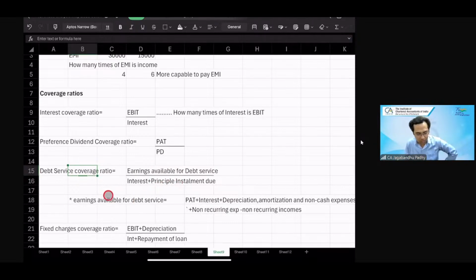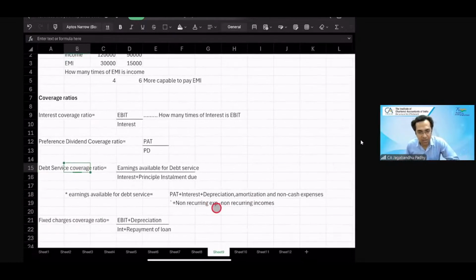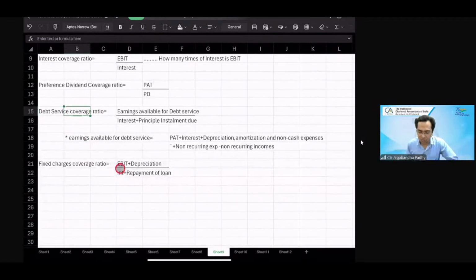Now we compute the earnings available for debt service by using PAT. You add to that interest, you add back depreciation, amortization, non-cash expenses, add back the non-recurring expenses, and reduce the non-recurring income. Fixed charges coverage ratio is also similar. A quick way to calculate is to add depreciation to EBIT, and in the denominator we take interest and repayment of loan. Okay.